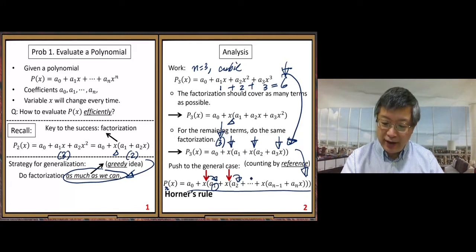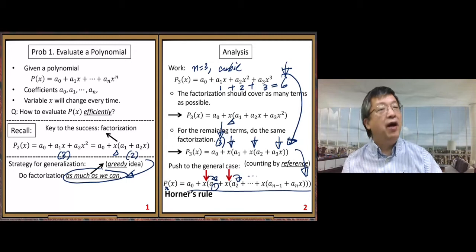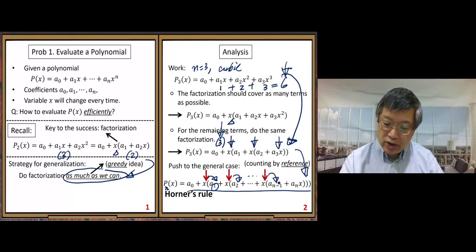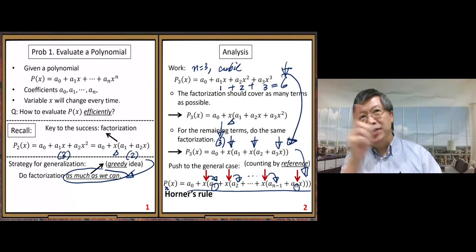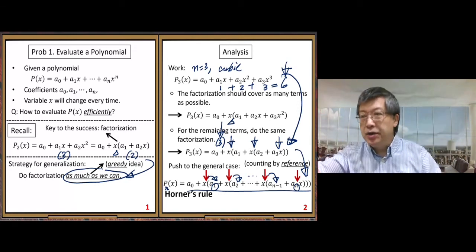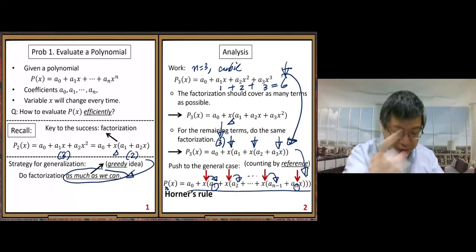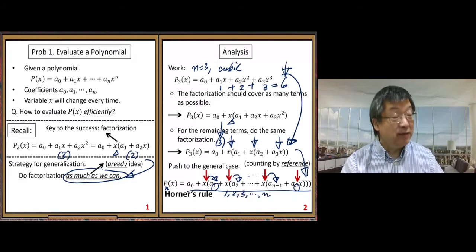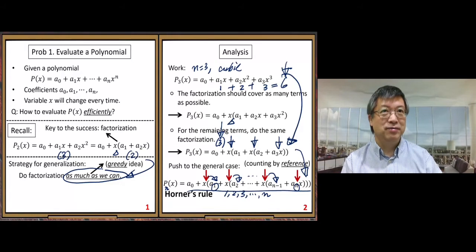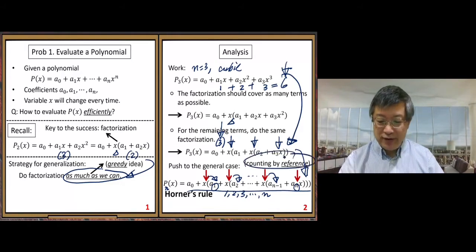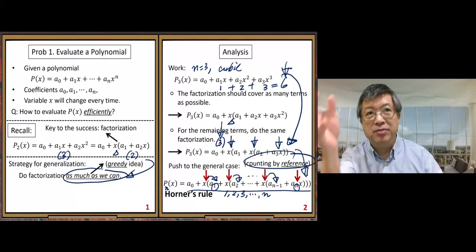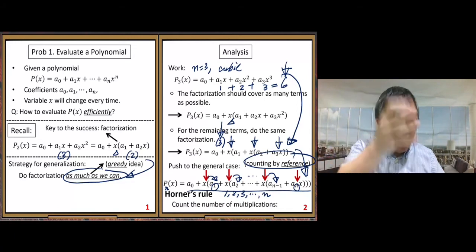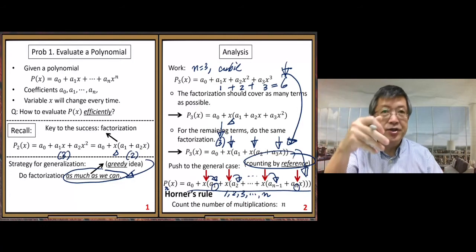No matter what are those terms inside, this one we can associate with subscript n minus 1, and the last one we associate with subscript n. Now you can see counting the number of multiplications is equivalent to counting the number of subscripts, 1, 2, 3, all the way through n. How many? Obvious, n. N multiplications. So simple. Hope you can understand this technique, counting by reference, better. So now the number of multiplications, the answer is n.